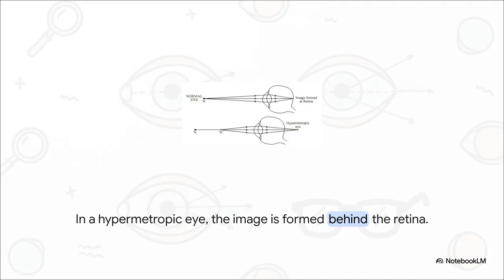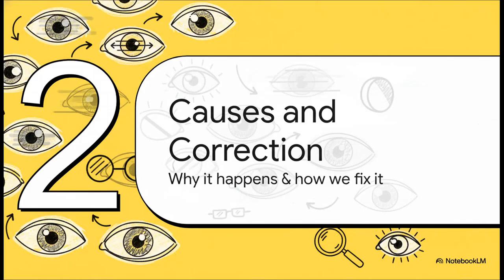So, what is happening inside the eye? Let's take a look. On the left, you see a normal eye. See how the light rays from a nearby object come in and focus perfectly on the retina? This gives you a nice, sharp image. But now look at the hypermetropic eye on the right. The light rays are not bending enough. They don't have enough converging power, so the image is actually formed behind the retina, and that is the reason for all the blurriness. All right, this naturally leads us to our next section, causes and correction.